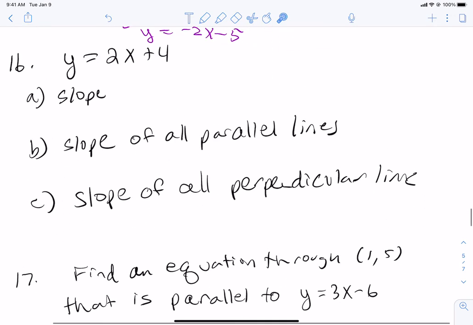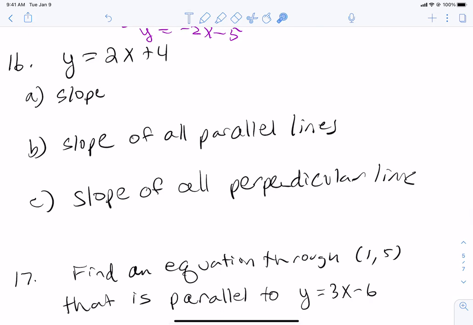Okay, let's look at 16. 16 says we have an equation of a line, y equals 2x plus 4. Okay, so what do we know? If y equals mx plus b, the m is your slope, the b is your y-intercept. So in this particular line, the slope is that 2 that we see right there. So when they ask for the slope, it's just 2.